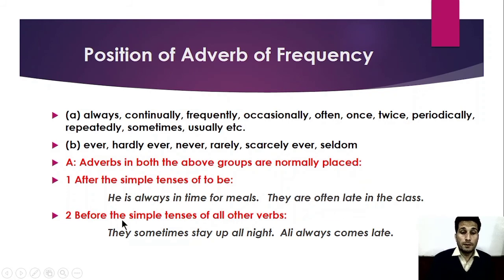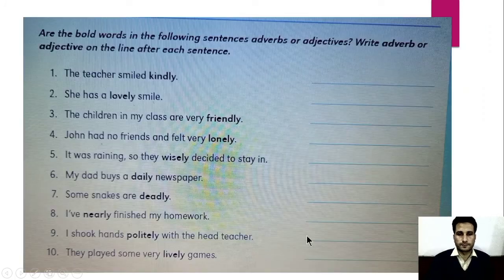Okay, before the simple tenses of all other verbs. But apart from be, if we have other simple tenses like action verbs, we put adverbs of frequency before them. For example, they sometimes stay. Stay is here the simple verb. So before that we place the adverb of frequency. Ali always comes late. Comes is the simple tense here. So before that we place the adverb of frequency.